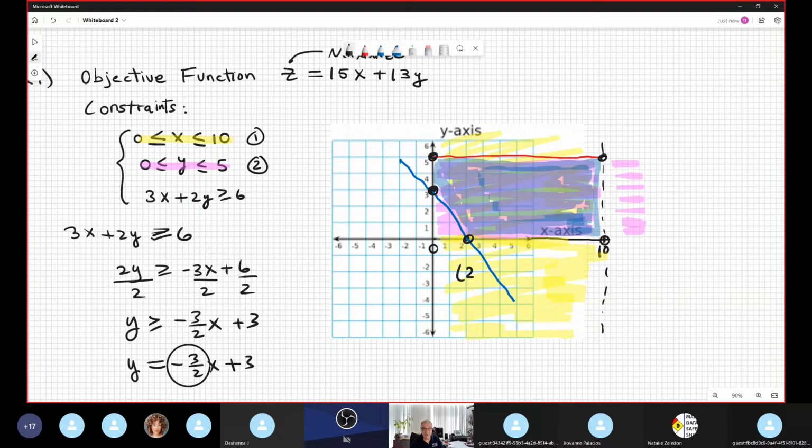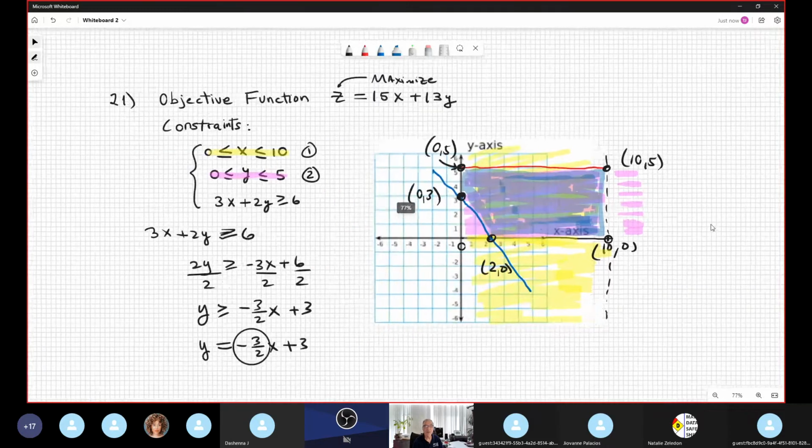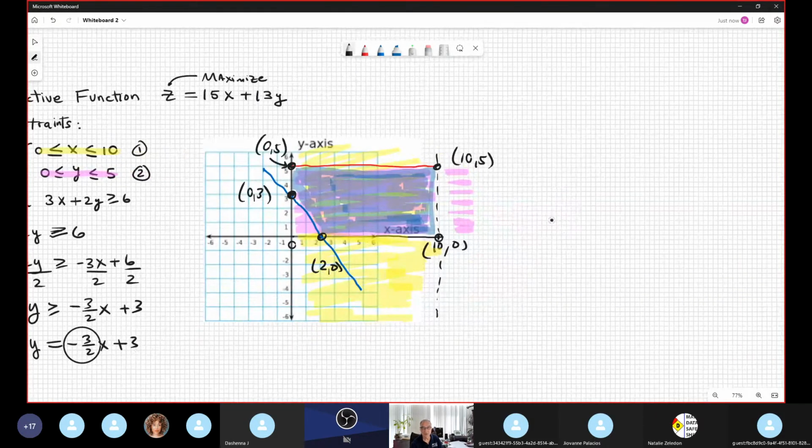So basically, I need to evaluate the objective function at those points. The points are 2,0, 10,0, 10,5, 0,5 here, and 0,3. 5 points. And you evaluate one by one into the objective function. Let's do it in either order. Suppose that I start here. I travel in the counterclockwise rotation. Suppose that I evaluate 2,0. It's 15 times 2 plus 13 times 0. It's obvious that it's fair.